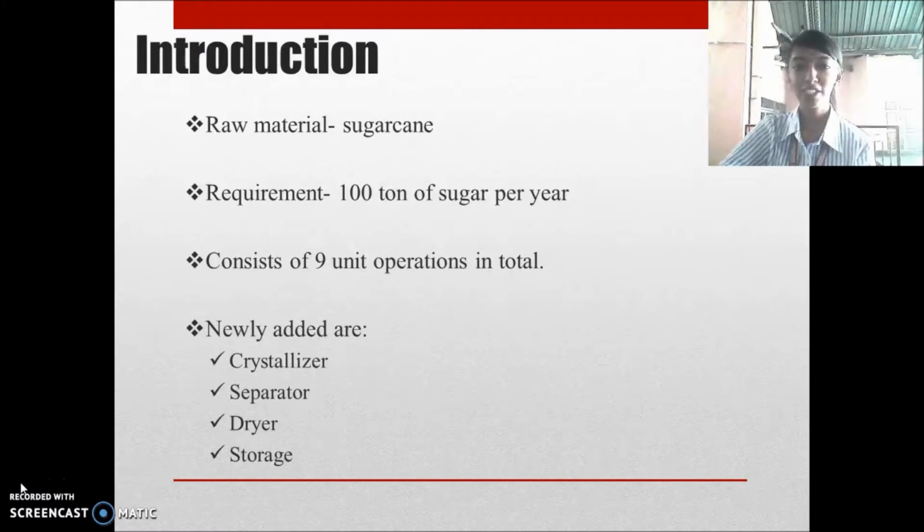Introduction. The raw material that was used by our company to produce sugar is sugarcane. The final requirement is to produce 100 tons of sugar per year. In our previous video, we stated that we use 6 different unit operations to produce the thick solution. Now, we have added 4 new unit operations, which are crystallizer, separator, dryer, and finally storage to produce the sugar. Our final aim is to run a very successful sugar industry.